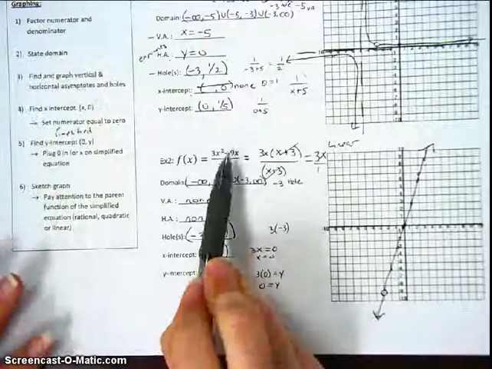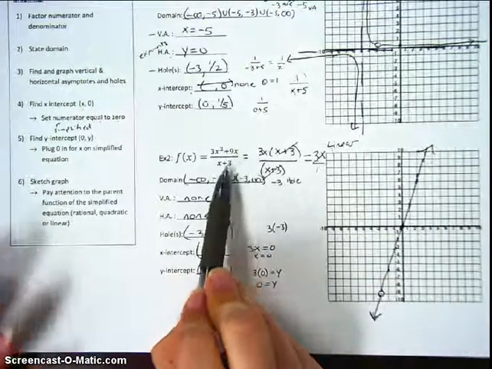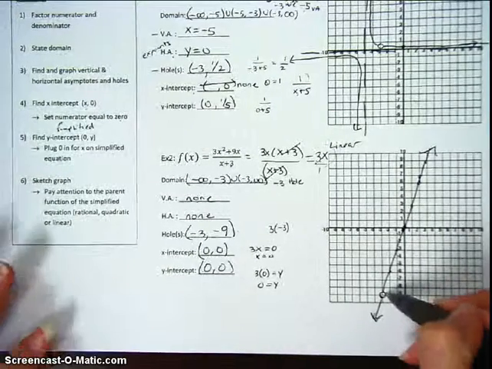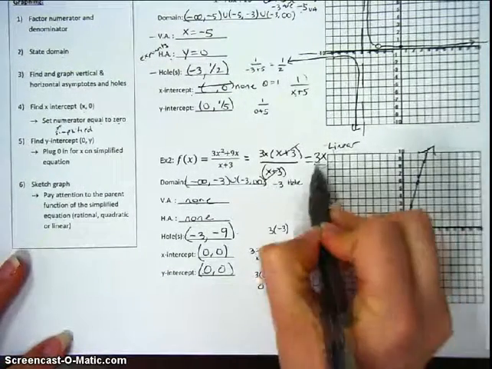So, when you have 3x squared plus 9x over x plus 3, this is really just graphing a line that has a hole at negative 3, negative 9. We saw that from our simplified form.